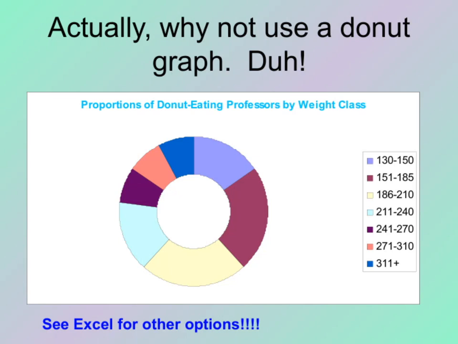If you want to explore other options, make sure to check out the Excel sheet. There's a variety of choices there that can give you different perspectives. Actually, why not consider using a donut graph? It's a great way to visualize parts of a whole, and it can be more engaging than a simple pie chart. So, don't hesitate to experiment with different types of graphs to find what best communicates your data. Remember, the goal is to make your information clear and compelling.